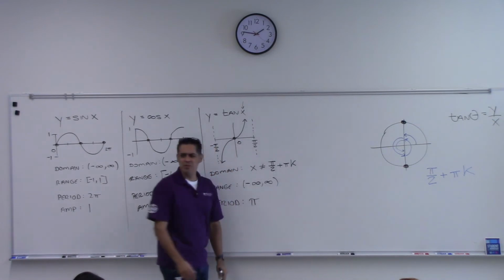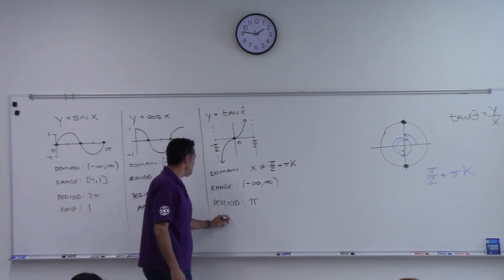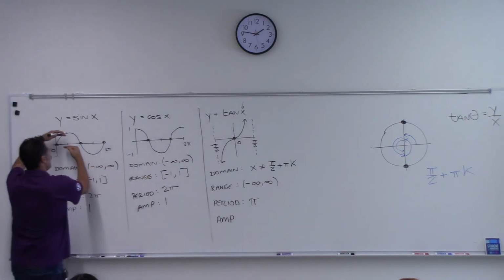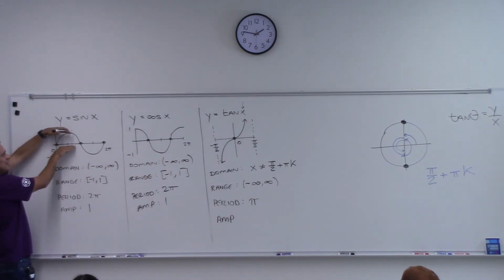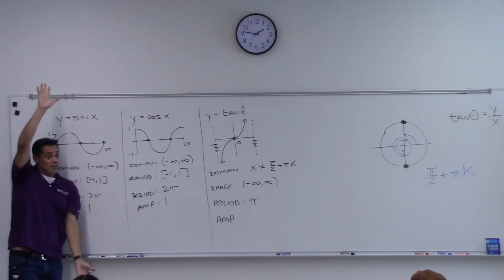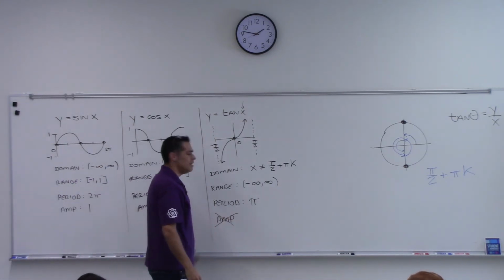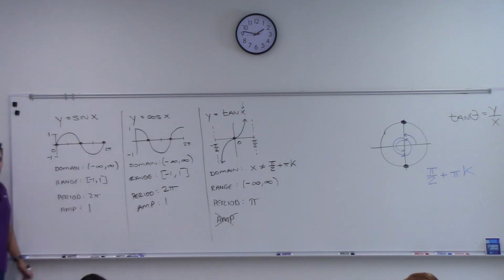How about amplitude? Well, amplitude over here was like the distance between the x-axis and that peak. Or you could say this total distance divided by 2. But here, our range is everything, right? So there's no amplitude. It doesn't make any sense to talk about amplitude of a tangent function. Tangent functions don't have amplitudes.